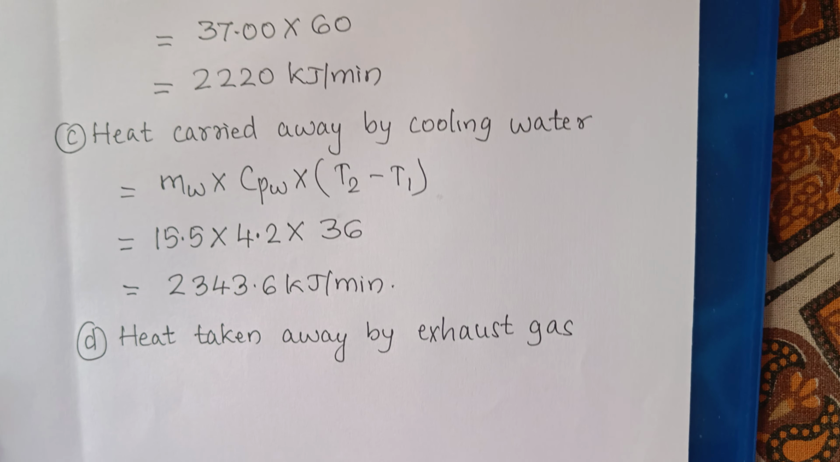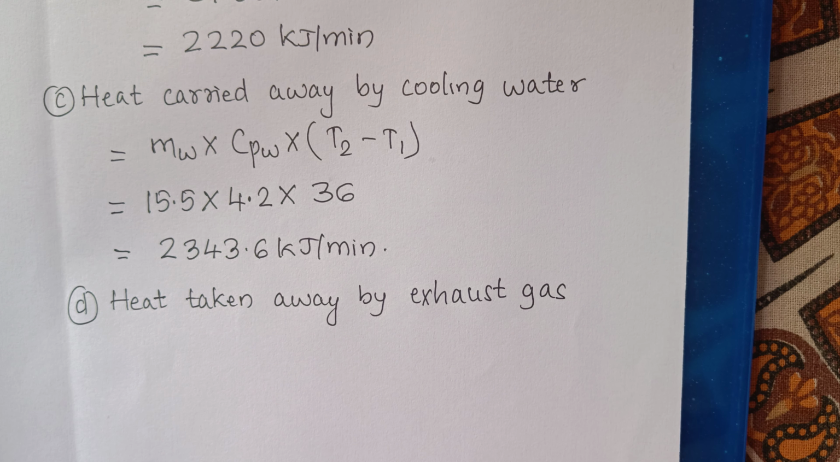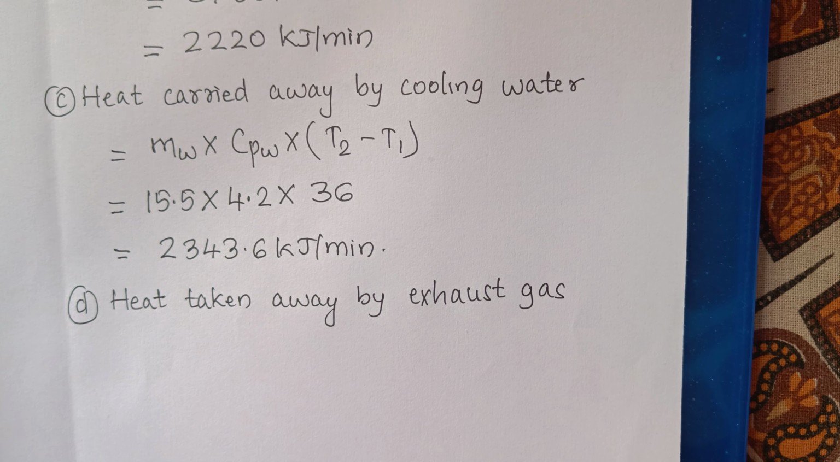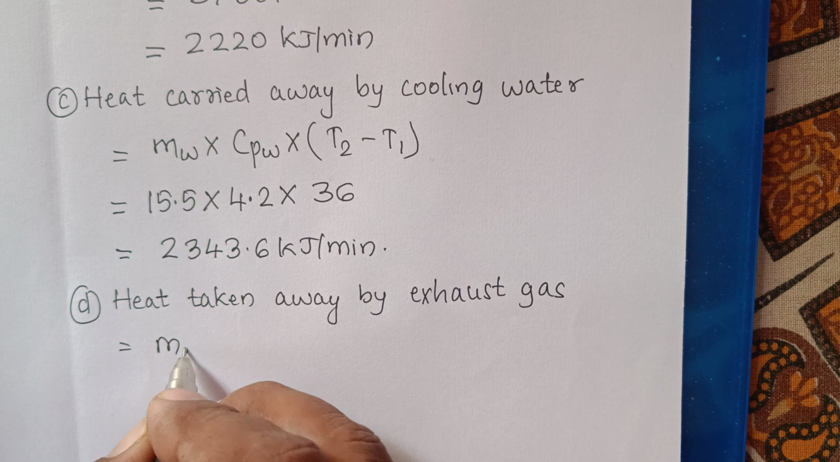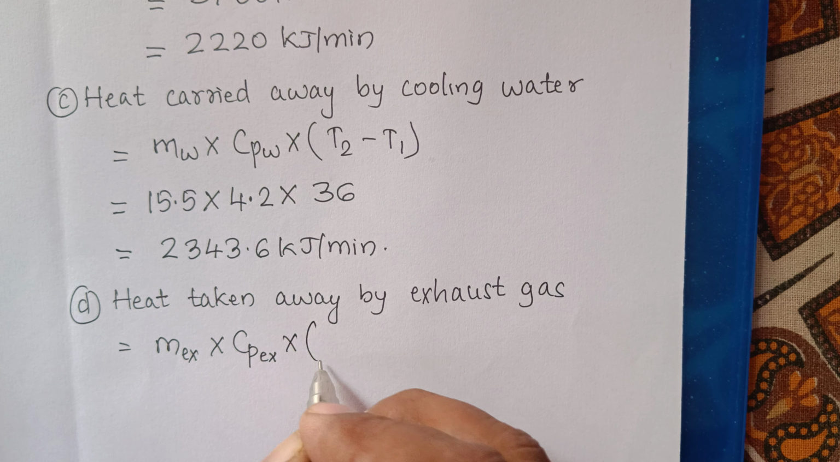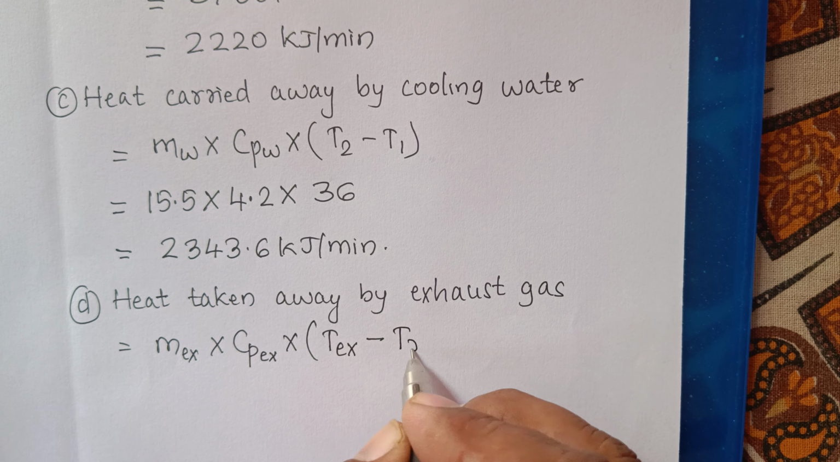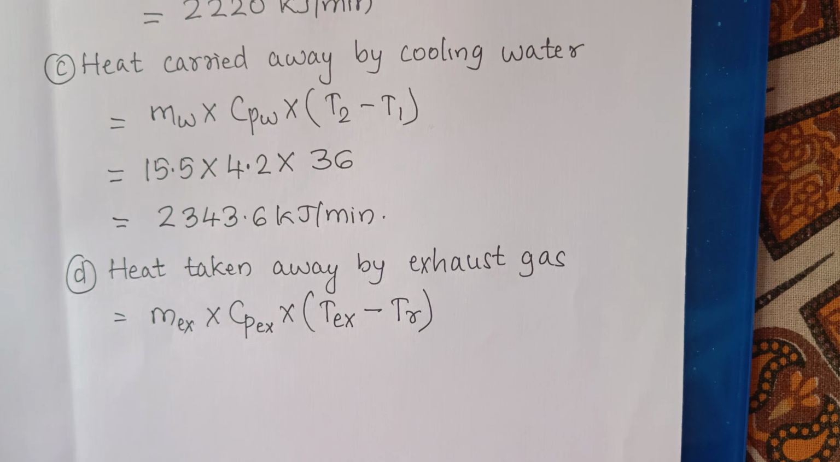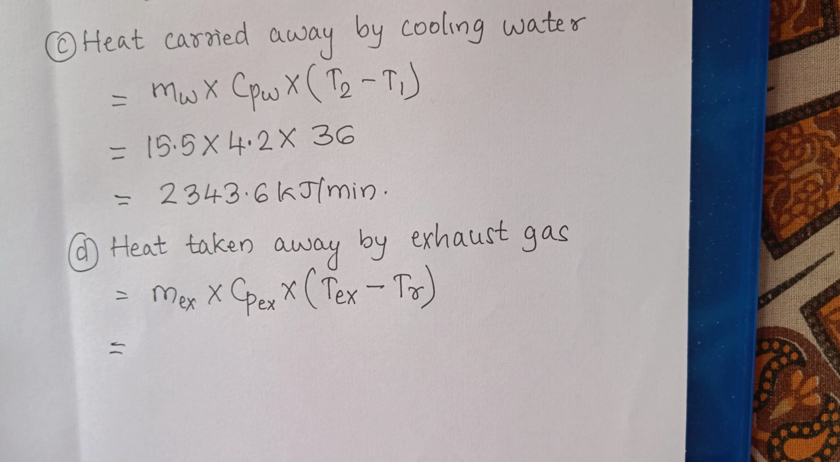I repeat, heat loss to exhaust gas, heat taken away by exhaust gas, or heat carried away by exhaust gas all mean the same. So what is that equation? It is mass of exhaust gas into Cp of exhaust gas into temperature of exhaust gas minus room temperature. So mass of exhaust gas is known to us, right?